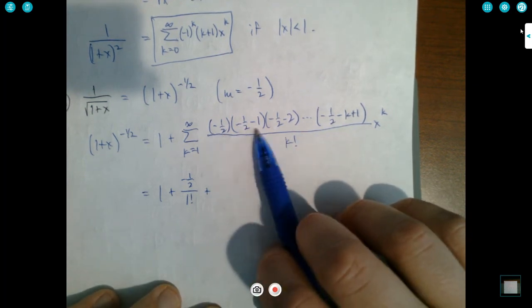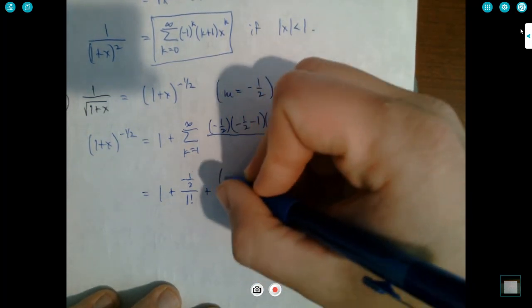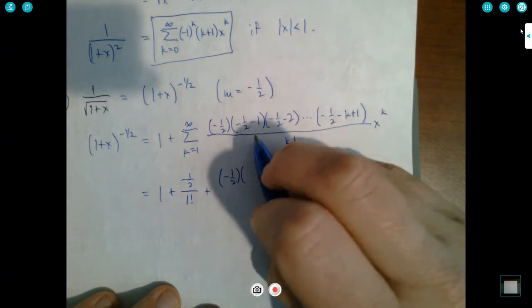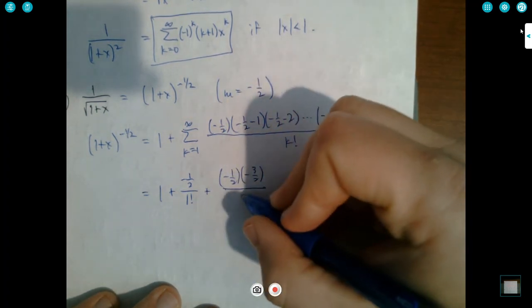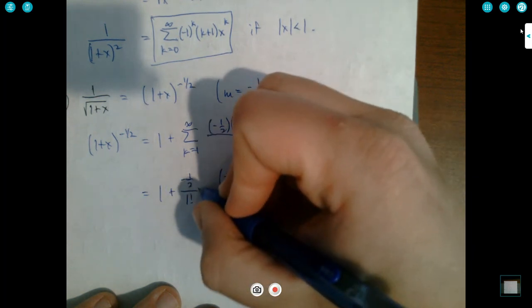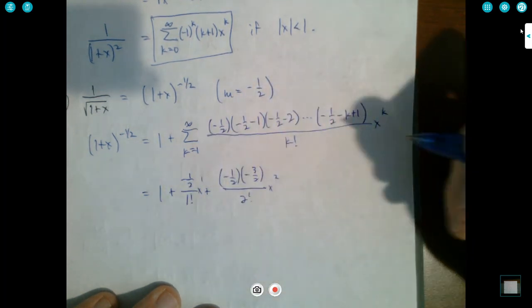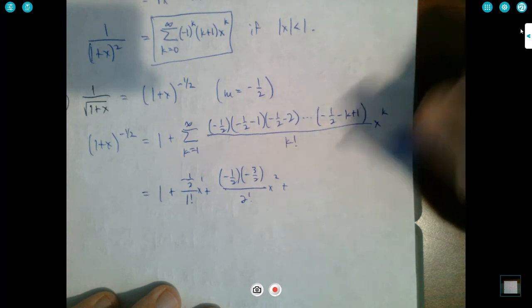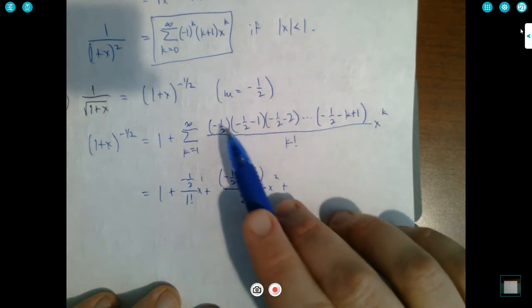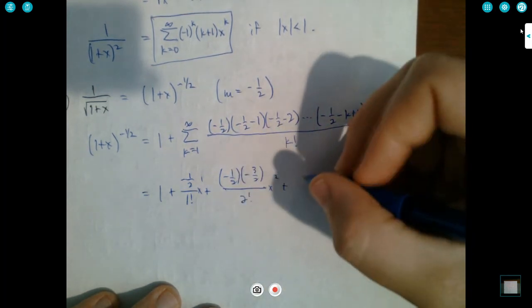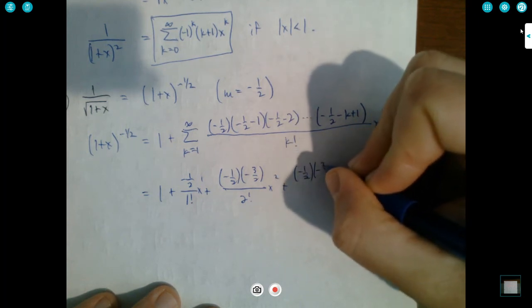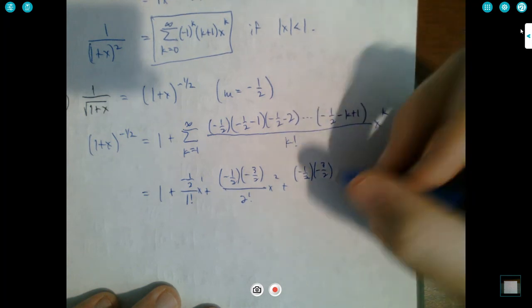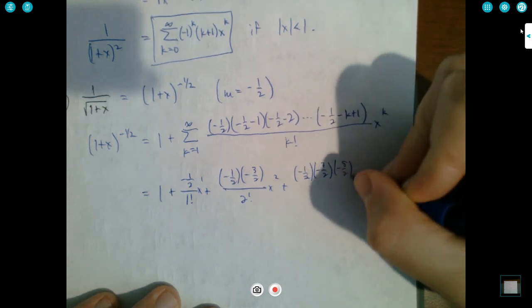So I'm just going to stop at the first two terms, right? So it's going to be negative 1/2 times negative 1/2 minus 1, which is negative 3/2 over 2 factorial. Oh, and I forgot the x to the first. If k equals 3, then I'm going to stop at negative 1/2 minus 2, right? I'm going to have negative 1/2 times negative 3/2. Negative 1/2 minus 2 would be negative 5/2.